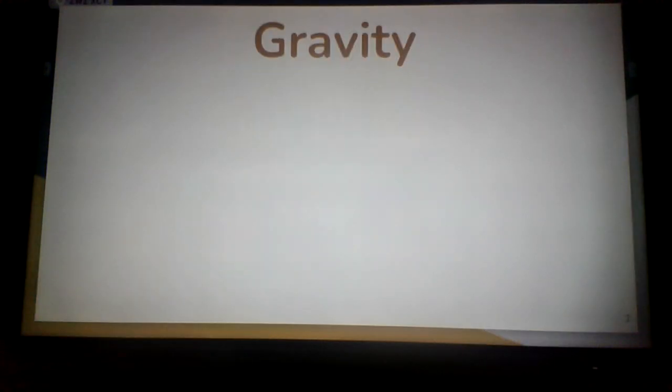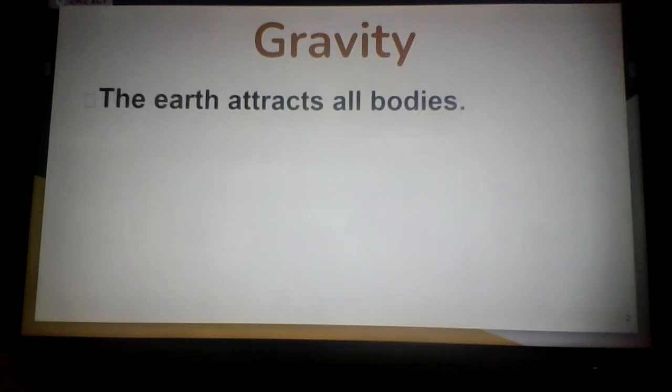Ready? We know about gravity. We know that gravity is a pull from the earth on every object to cause objects to fall down. In fact, the definition of down is simply toward the center of the earth. The earth attracts all bodies, and the earth is very, very massive, and that mass gives the earth's gravity a very good amount of strength.